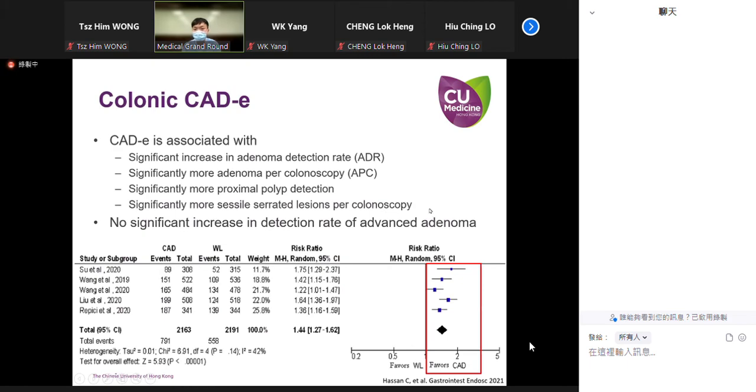These are very important findings because, as we mentioned before, the proximal location and also sessile or flat lesions are risk factors for missed polyps. And on the other hand, an important point is that the study failed to demonstrate any significant increase in the detection of advanced adenoma, which is defined as lesion size of at least 1 centimeter or those exhibiting unfavorable histology.